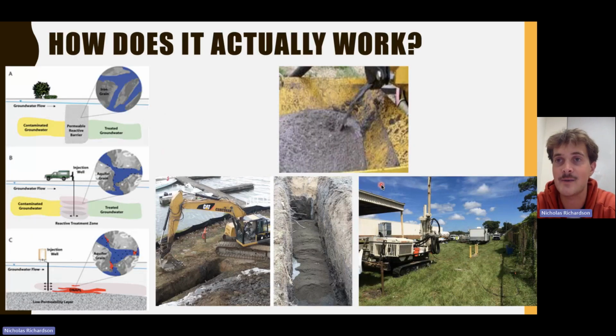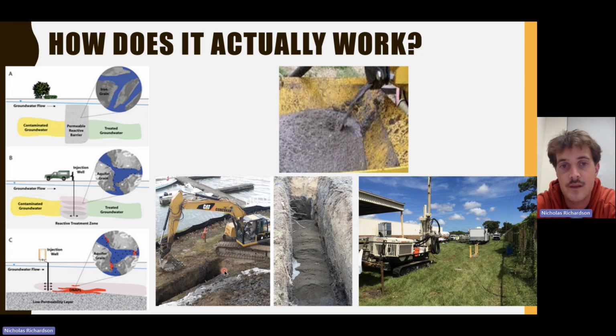So how does it actually work and how is it actually used? The two most common ways of using zero-valent iron in groundwater remediation is through a permeable reactive barrier, which is seen right here in the top left. And a real-life construction site of this is right here.